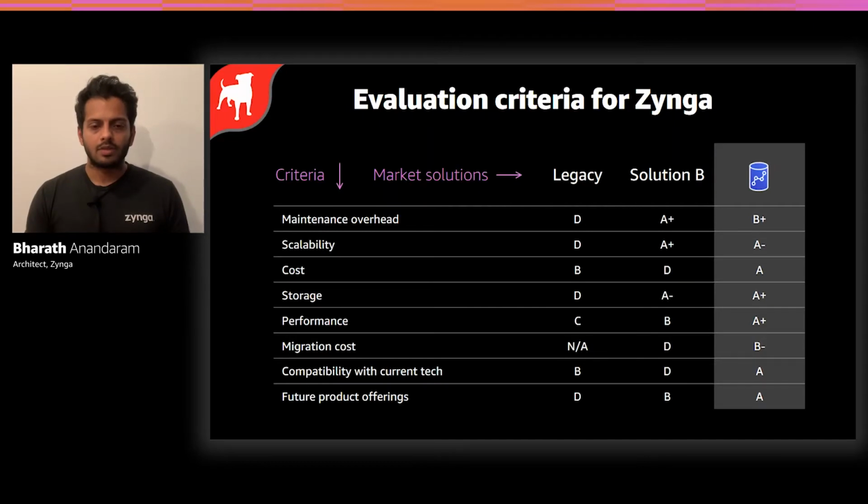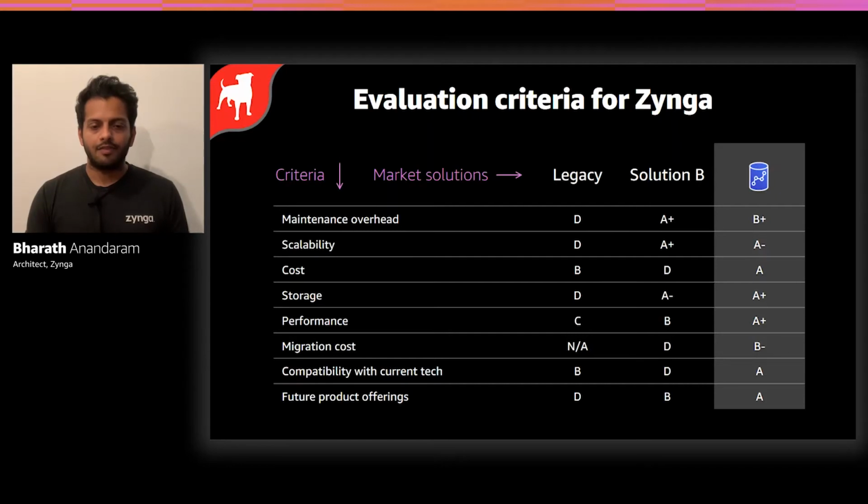Market Solution B was an excellent solution as far as maintenance overhead goes, and it's an entirely managed system that's presented as a service. All the maintenance details are abstracted away, and you can just trust that things will work without having to touch anything under the hood. It also was very strong when it came to scalability and storage.